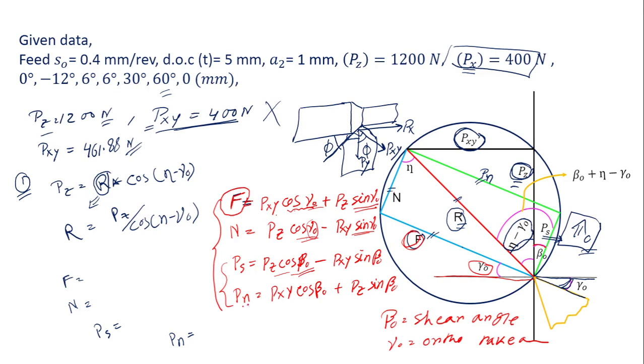Okay, so similarly Pn, how can you write the Pn? Pn's opposite force is Pxy, so Pxy, with the opposite component cos, so Pxy cos beta naught plus Pz sine beta naught. And how can you remember this negative sign? When you are talking about the friction force and the normal to friction force, we have to first think about the friction force. So with the first component we have plus, and the opposite one we have minus. The same applies to the shear force and the normal to shear force. Shear force comes into the picture first, so this component has the negative sign.